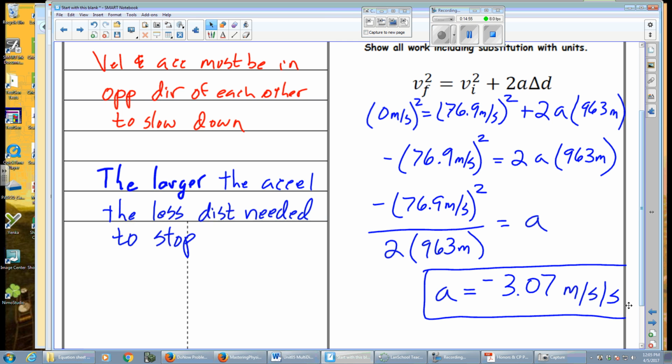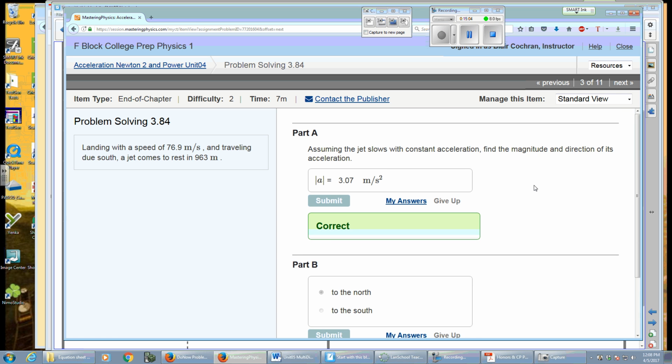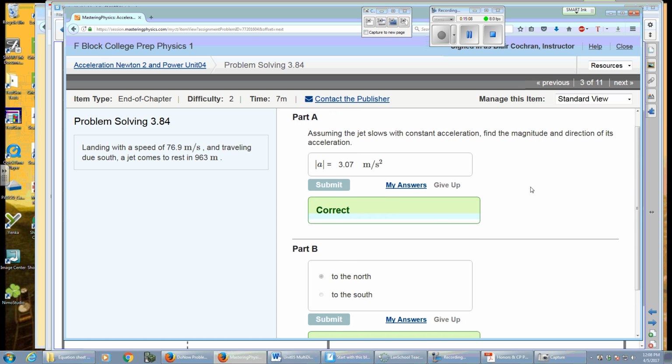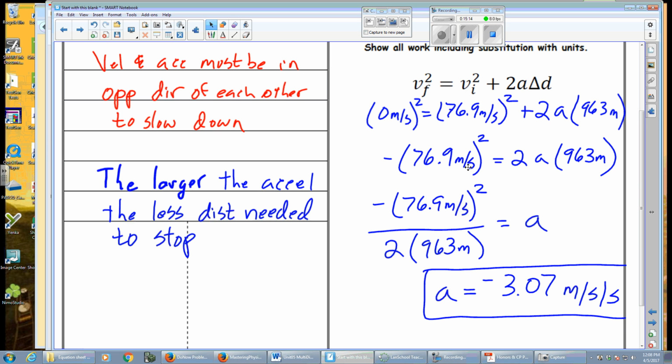Mine says traveling due south. I thought it said traveling due north. So I hope at the beginning we said that the acceleration should point north. Really strange. Because in here we'd have a negative right there.